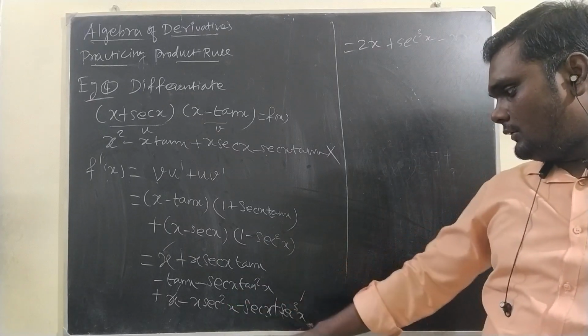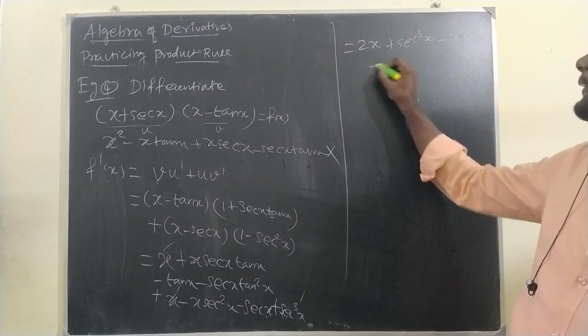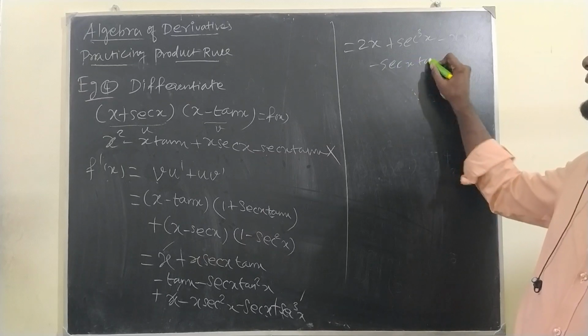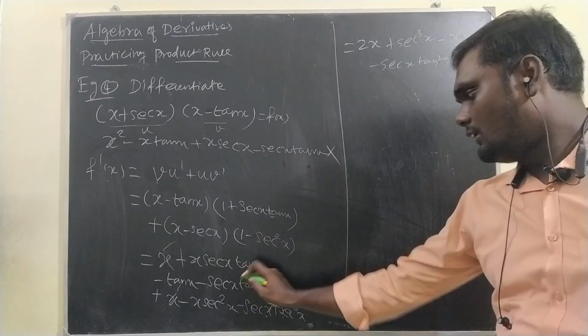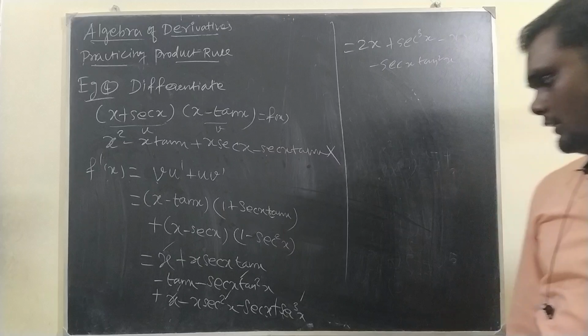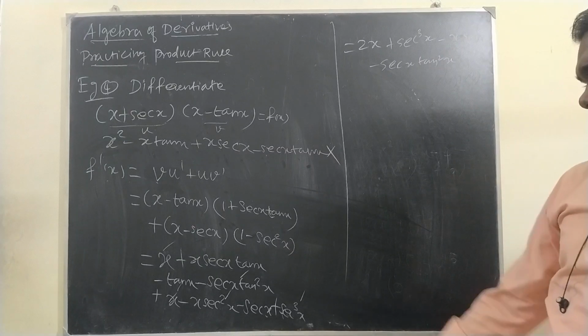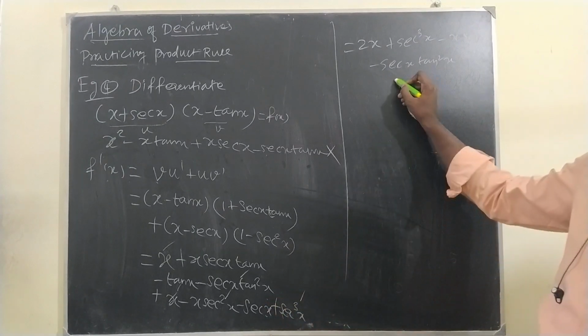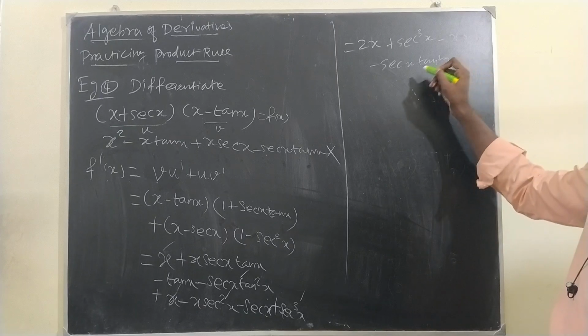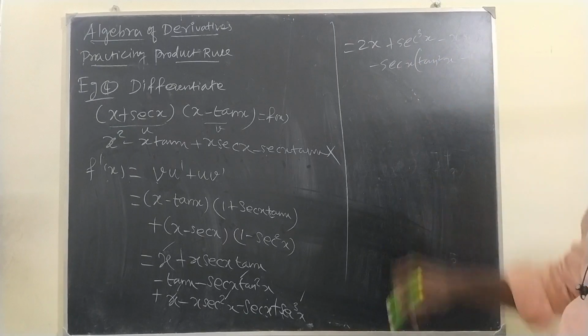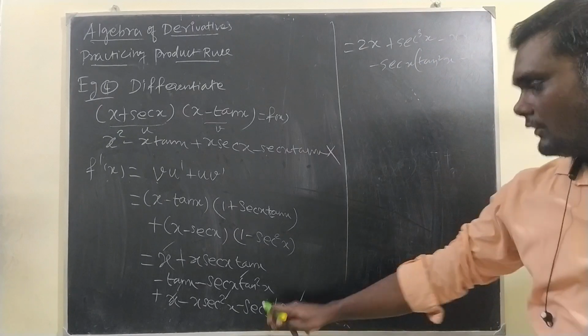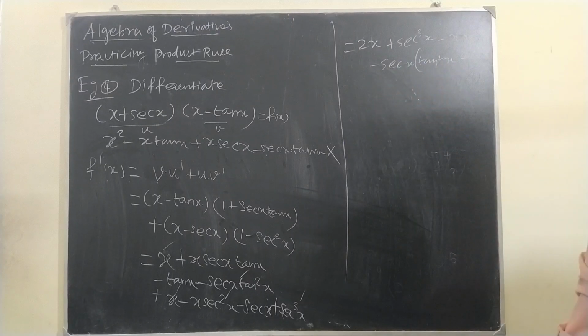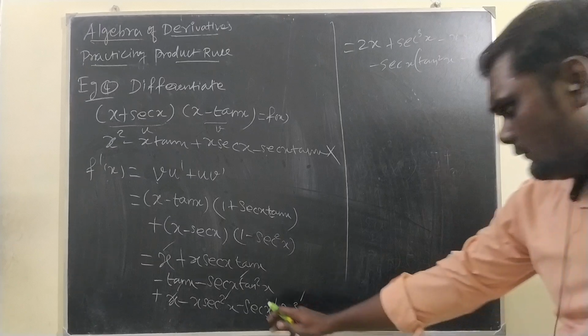And then that is all. Minus secant x tan square x. This term written. This term written. And then x secant x, sorry, minus secant x. Then minus 1 we will write. Secant x I took as common. Okay. And then that is it.